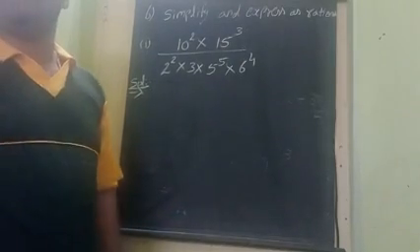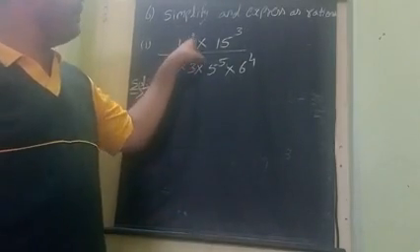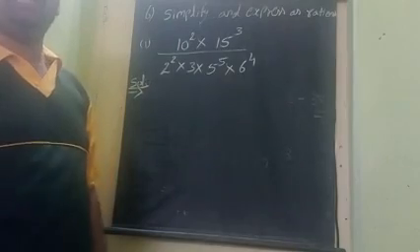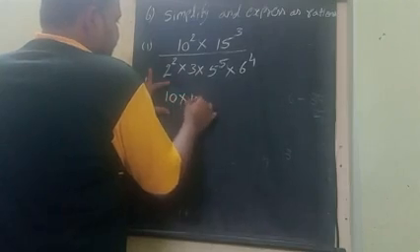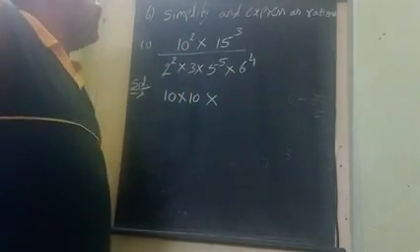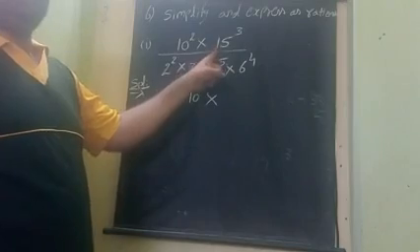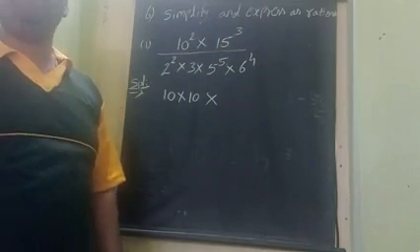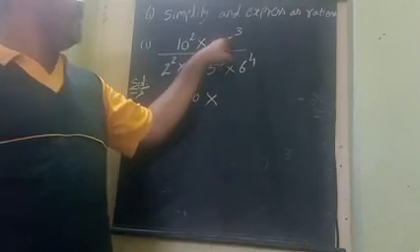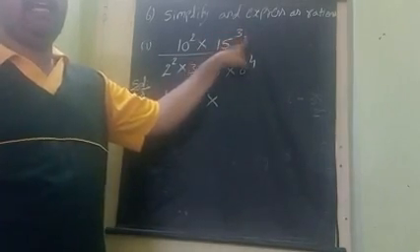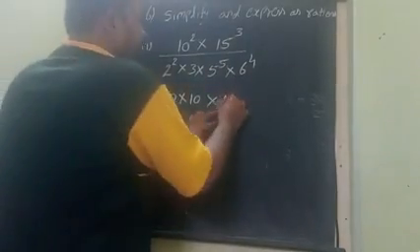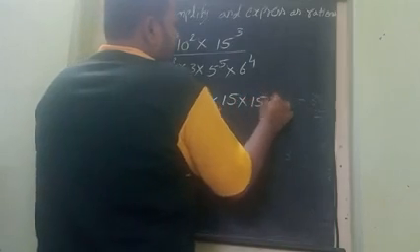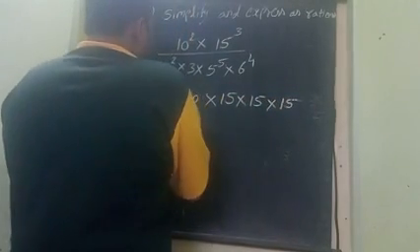Expansion form means writing out the number. 10 power 2: 2 means we have to write 10 two times, 10 into 10. That is completed. Next one is 15 power 3. That means the power is 3, so repeat that 15 how many times? 3 times. 15 into 15 into 15. So the numerator part is completed.